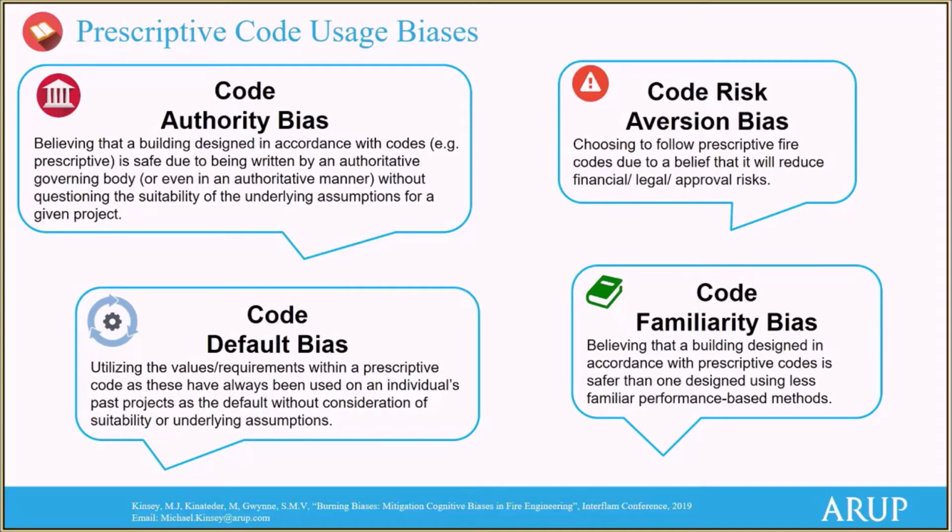We also sometimes see code familiarity bias, perhaps in more senior members of staff. They're very familiar with many of the codes and the guidance documents, so they're more likely to follow them because that's what they're familiar with. They may have a belief that following the code is always the right thing to do because they're purely more familiar with it. We can also have code default bias. So this is utilizing the values or even the codes just because that's what someone has always done, and that may be appropriate a lot of the time, but sometimes it may not be appropriate.